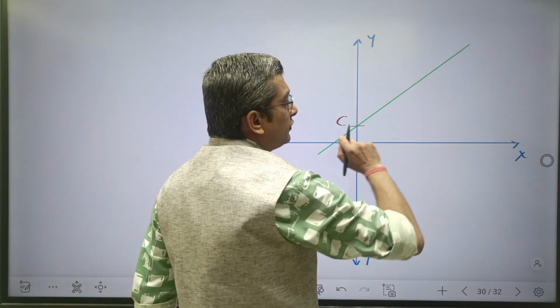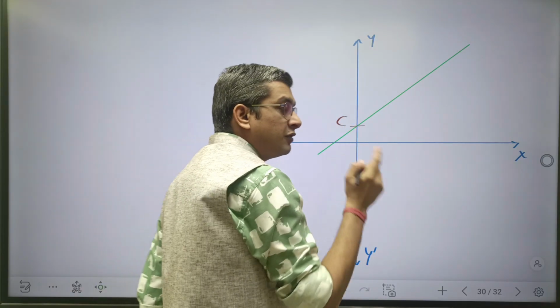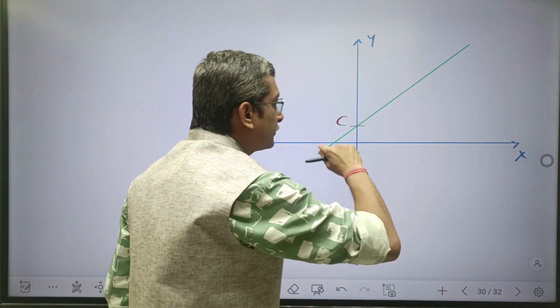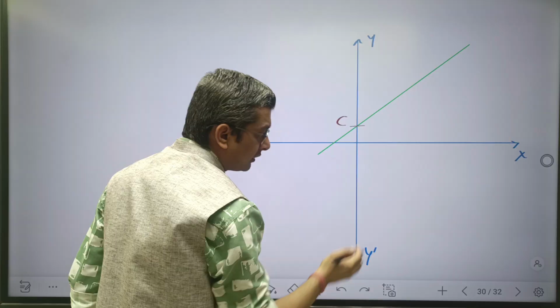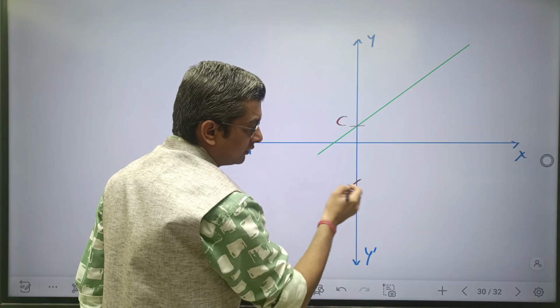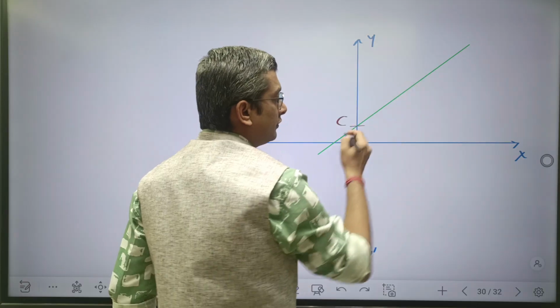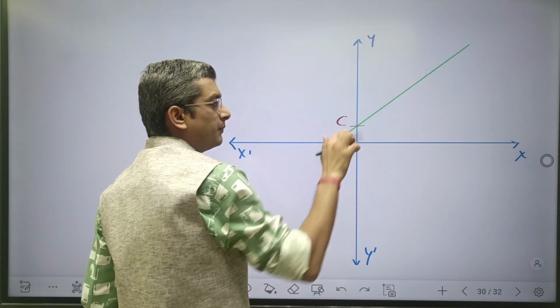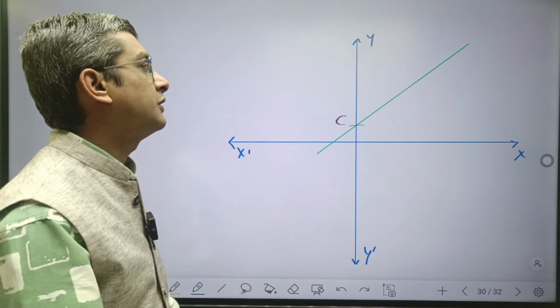Now, if this graph passes through the origin, then the value of C will be 0. If this graph cuts the y-axis along the negative y-axis, suppose here it cuts somewhere here, then the value of C will be negative. But in this case, the value of C is positive. So this distance is the value of C, isn't it?